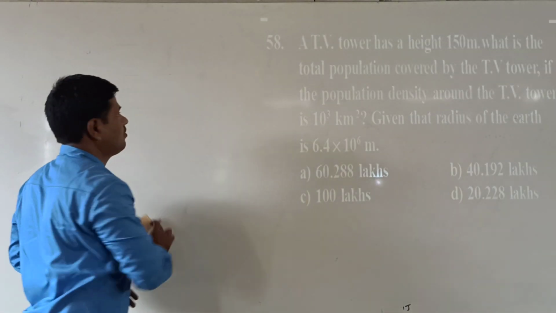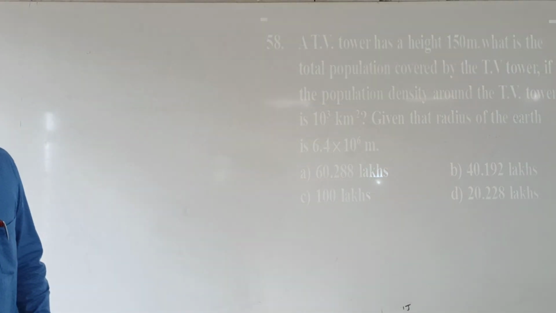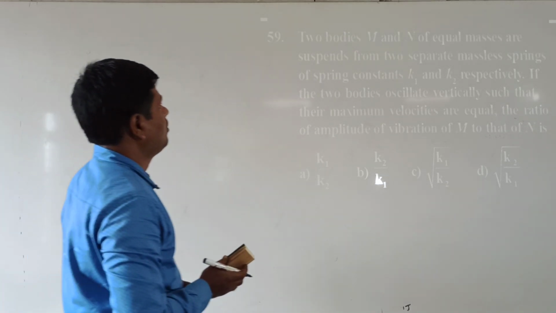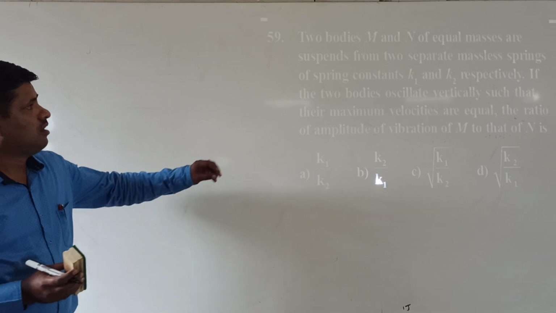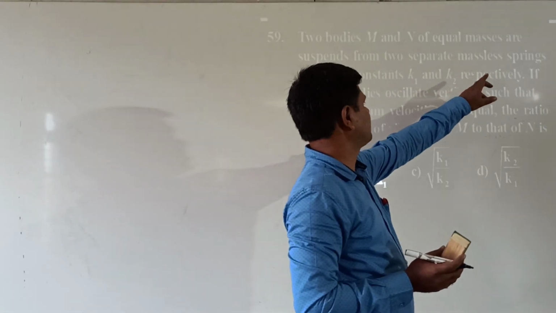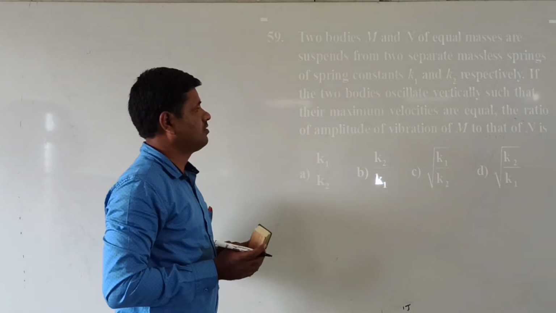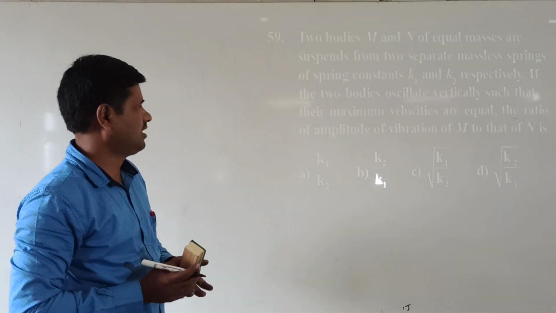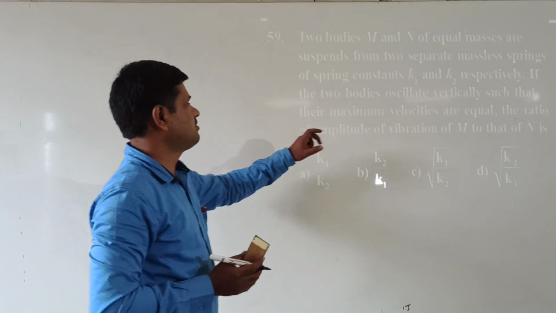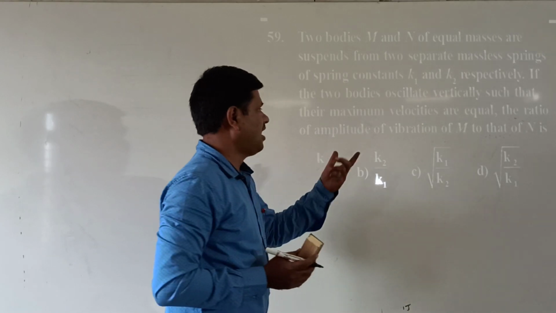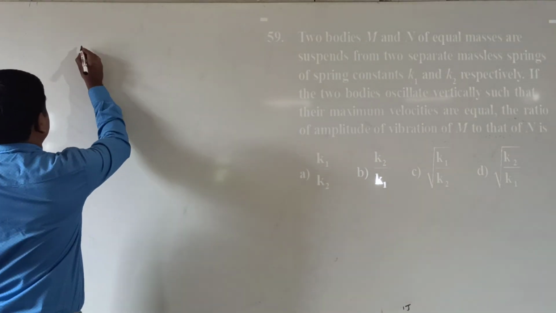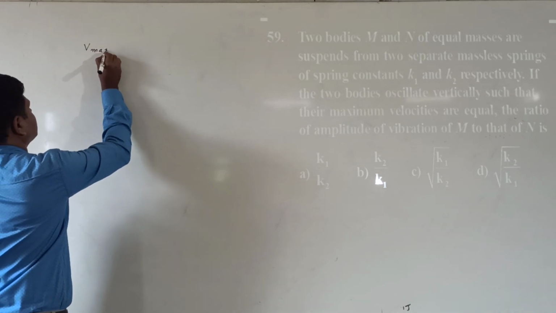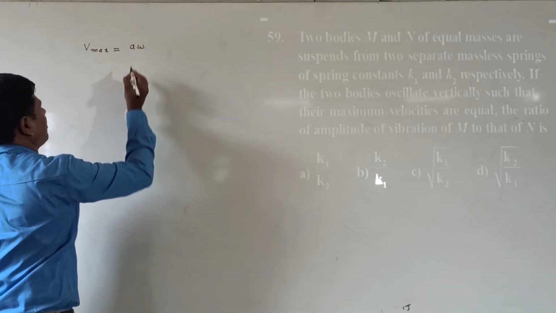Next we go to question number 59. Two bodies M and N of equal masses are suspended from two separate mass-spring systems with spring constants K1 and K2 respectively. The two bodies oscillate vertically such that their maximum velocities are equal. The ratio of the amplitudes of vibration is asked. Here the maximum velocity formula generally is V max equals A omega.